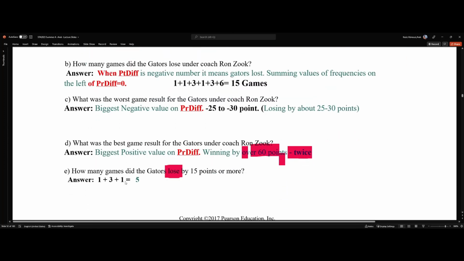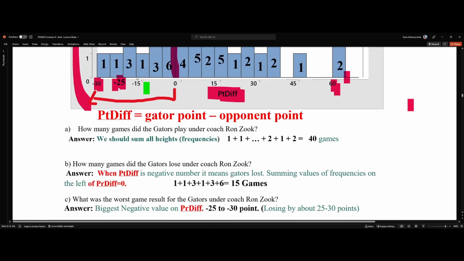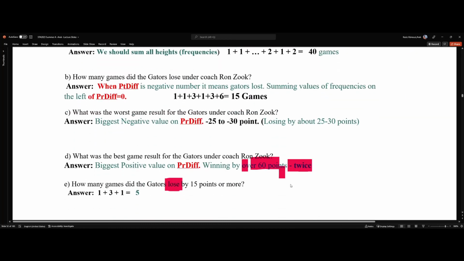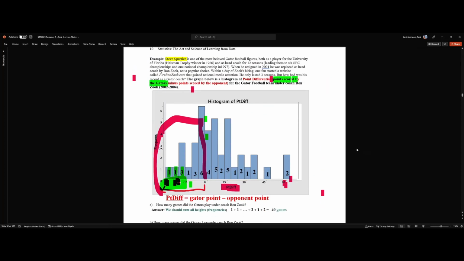The last question is how many games did the Gators lose by 15 points or more? We want the losses, which means a negative point difference. So we want anything that is less than negative 15, anything on the left of this, right? So we add 3 plus 1 plus. It's pretty straightforward. That's the questions, and you should redo this exercise if you didn't do it.